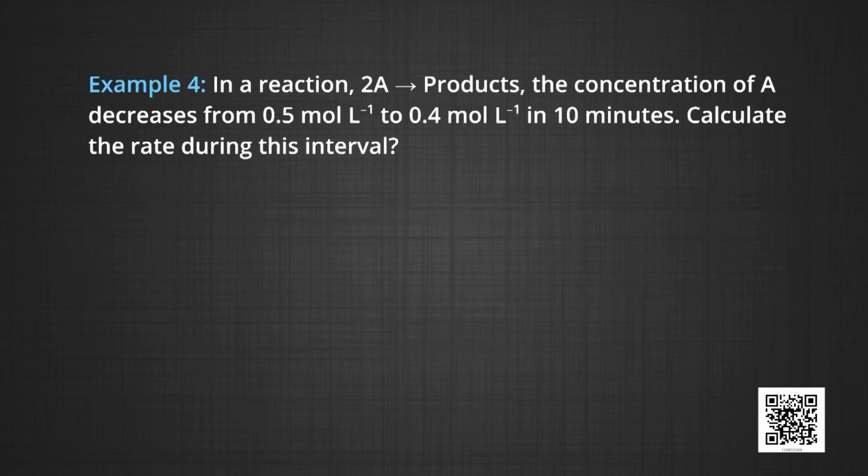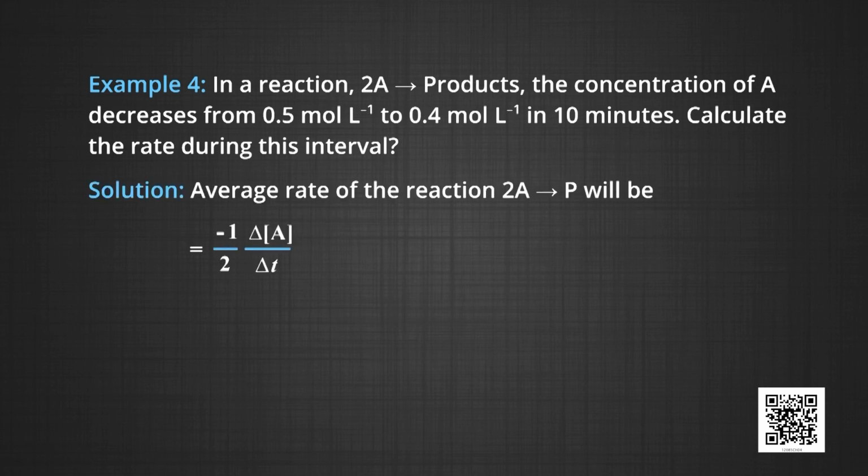Another example, in a reaction 2A giving the products, the concentration of A decreases from 0.5 moles per liter to 0.4 moles per liter in 10 minutes. Calculate the rate during this interval.